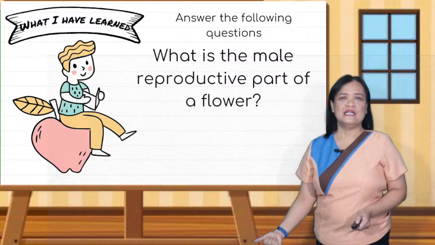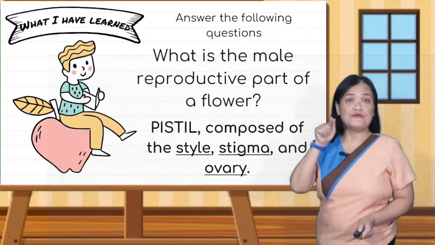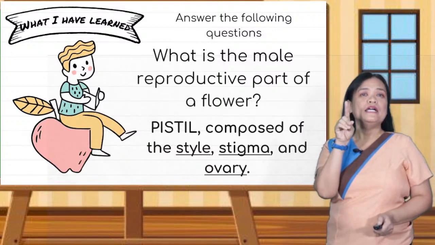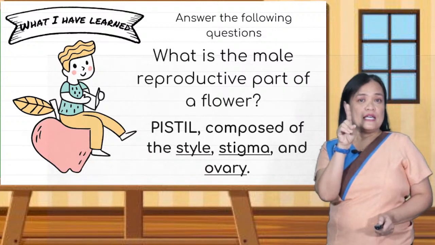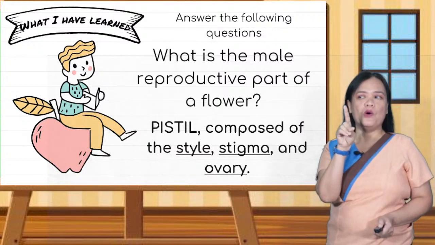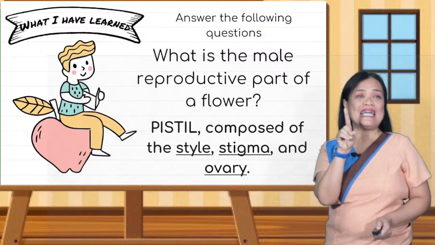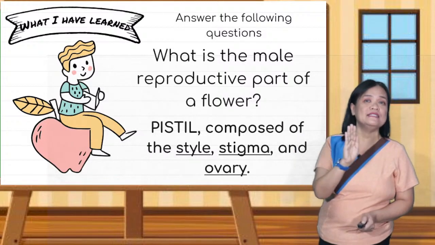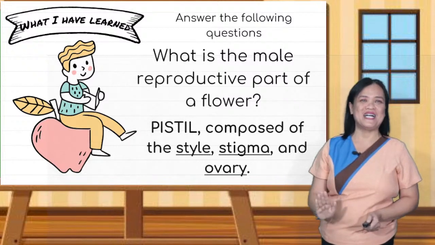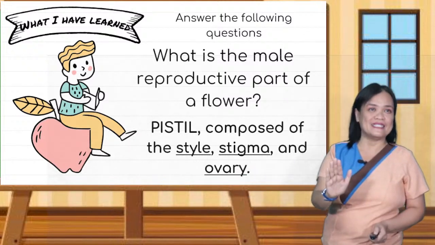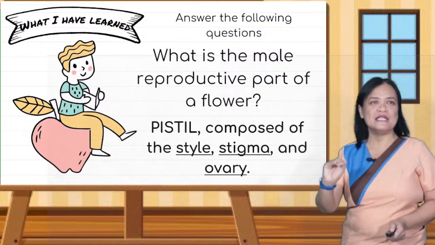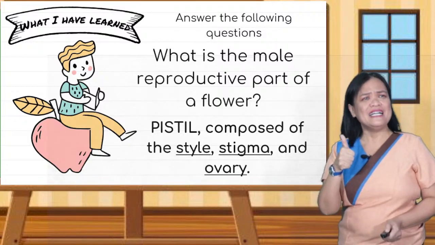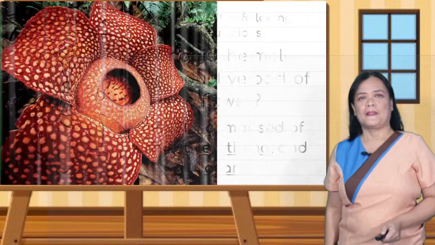The next one is a female. Sorry po, it's a female reproductive part of a flower. It's called pistil, composed of style, stigma, and ovary. Sorry for that. It's a female. Binigyan ko na kayo ng clue. What is the female reproductive part of a flower? This, I know you got it right. It's a pistil. Okay? Alright.